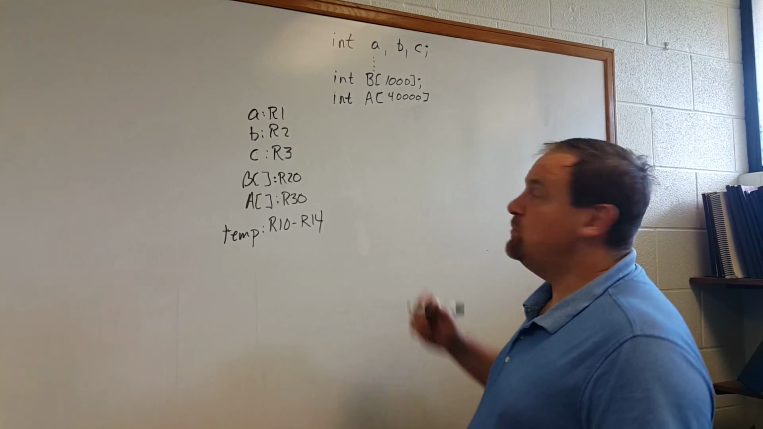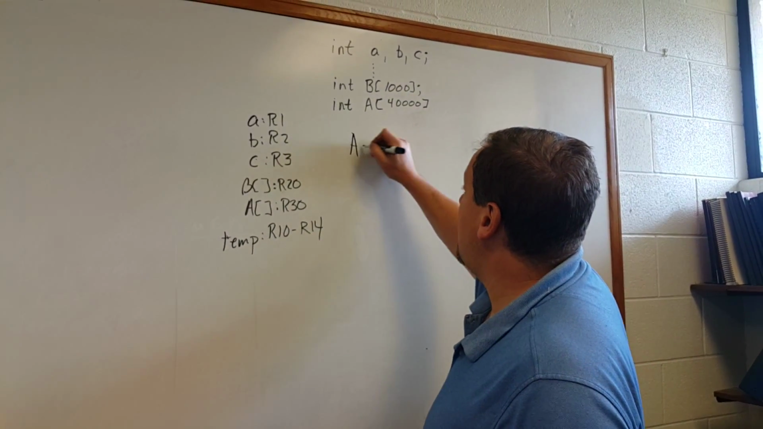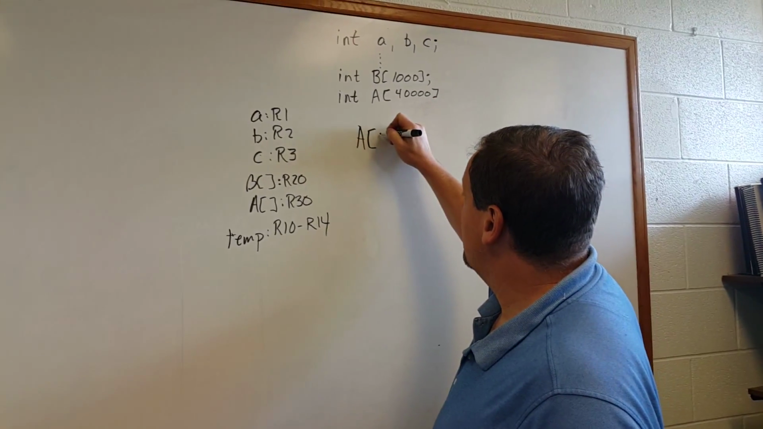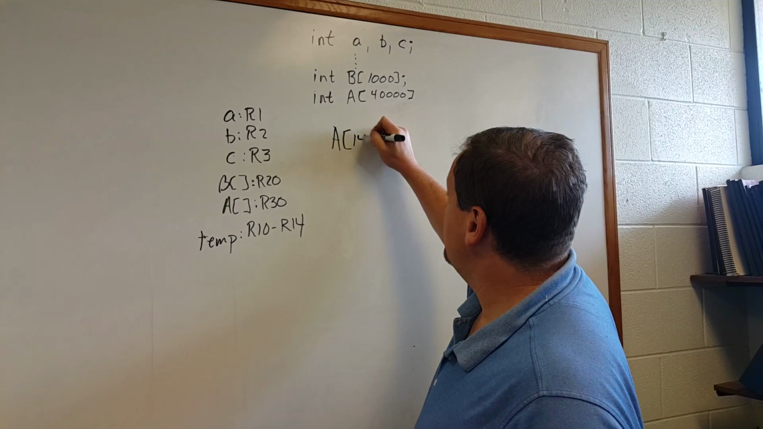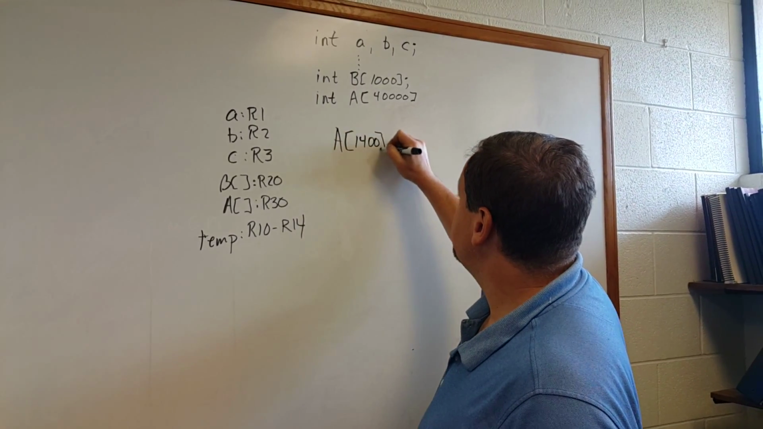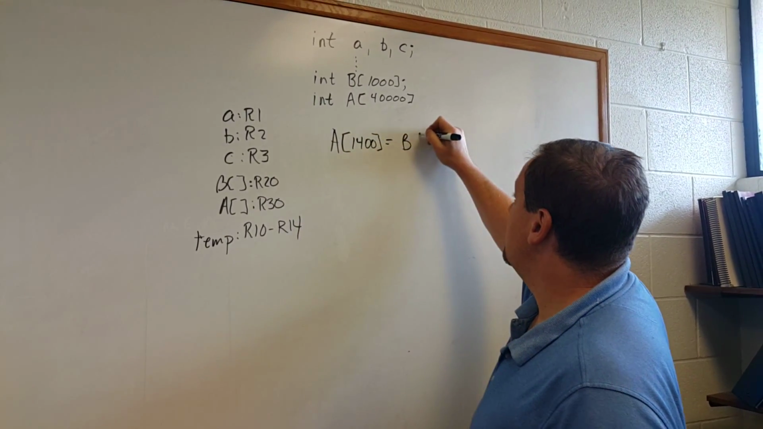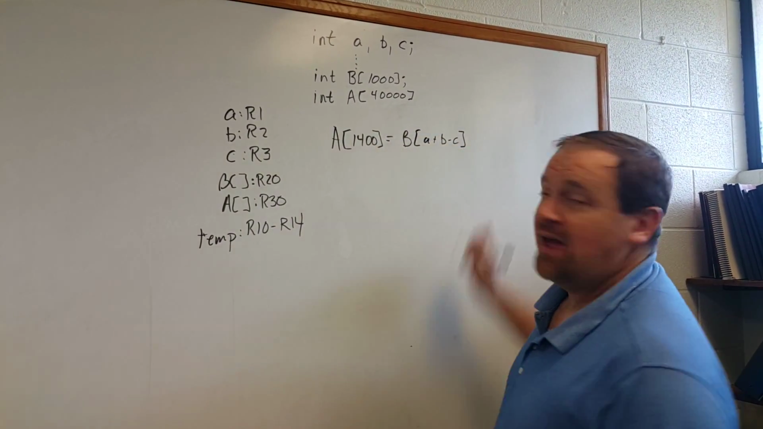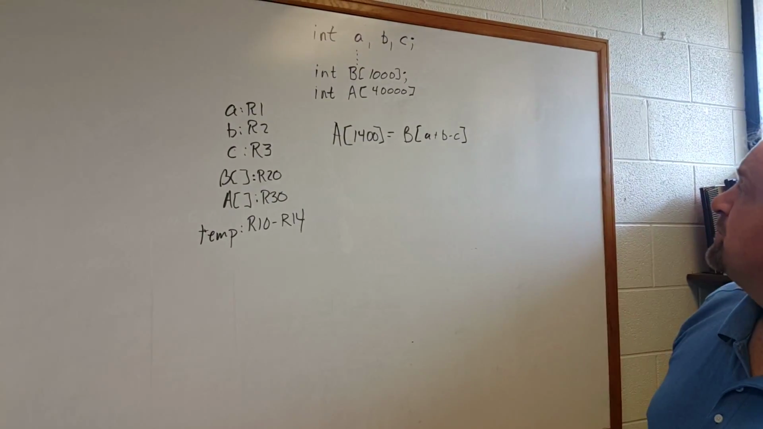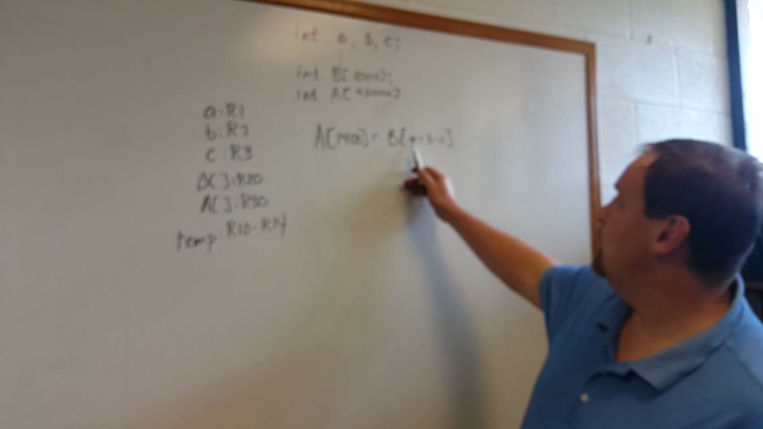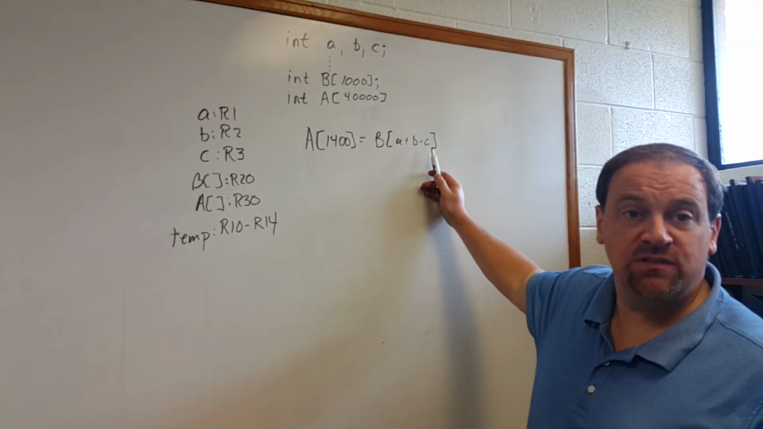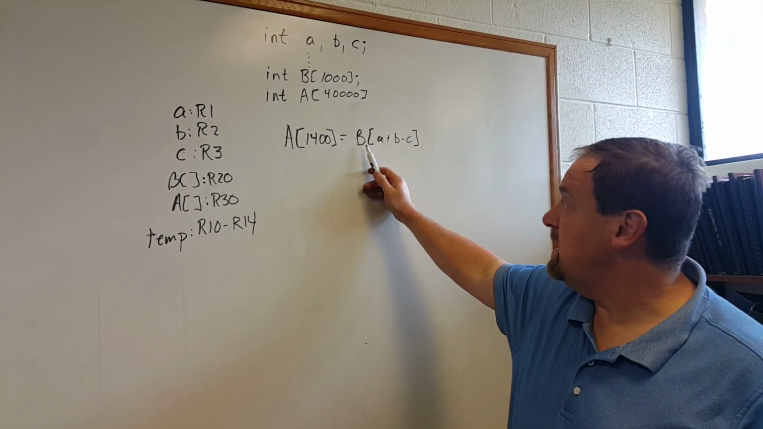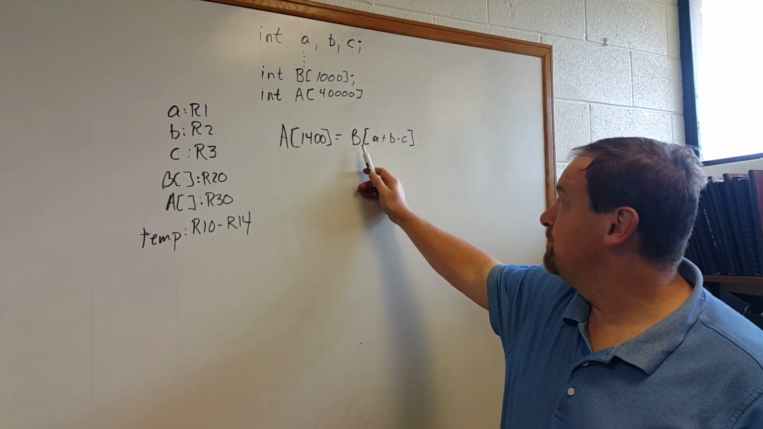All right, are you ready for this? Let's say that A is pretty long, so I'm going to say A of 1400 is equal to B of A plus B minus C. Heavens to Betsy. Okay, well, what I'm going to need to do is find 4 times this value, add it to the base of B, then retrieve the word.